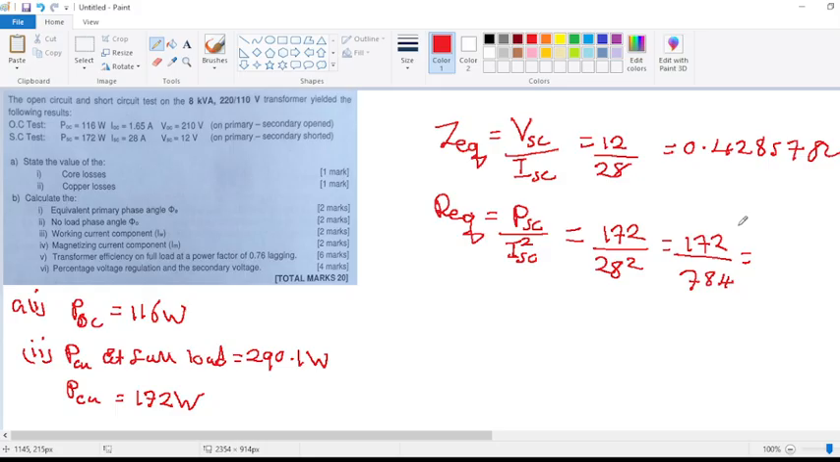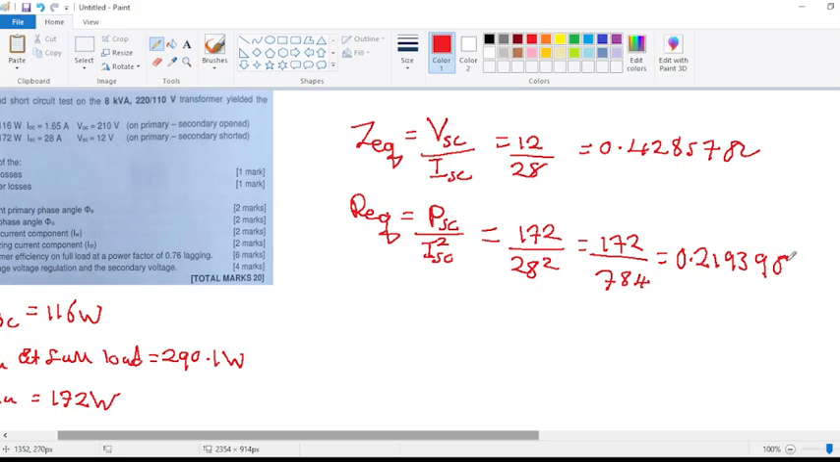So you divide 172 by 784, and you're going to have 0.21939, which I'll round off like this. This is also measured in ohms. So this is the resistance.